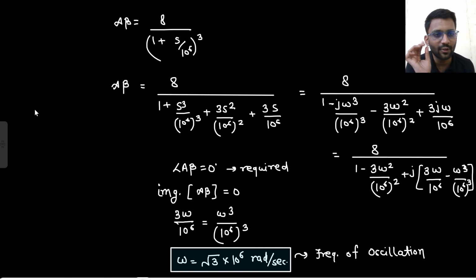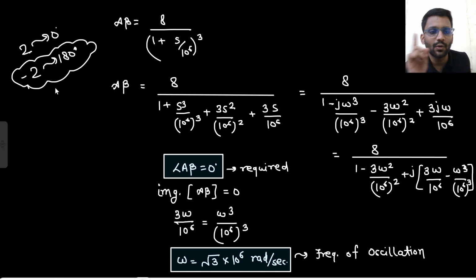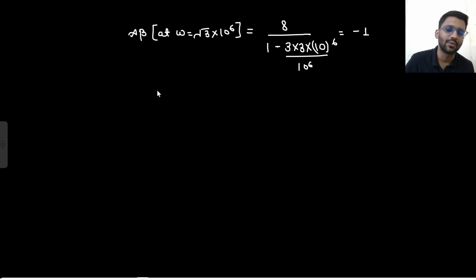If A beta is real, then there are two possibilities. Let's just say A beta is equal to 2 and A beta is equal to minus 2. Both are real. This will give you 0 degree phase shift and this will give you 180 degree phase shift. So first you put the imaginary part equal to 0 to get a real number. Then you need to check if the real number is giving you 180 degree phase shift or 0 degree phase shift. Now the real number is giving us 180 degree phase shift.